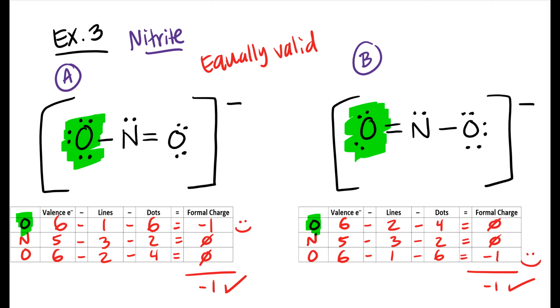This is a case where we have something called resonance. We have 2 equally valid Lewis structures. So when we have 2 equally valid Lewis structures, I'm going to draw a double arrow between these 2 Lewis structures, saying that both are right. That double bond could be found between the highlighted oxygen and the nitrogen or the unhighlighted oxygen and the nitrogen. It doesn't matter.